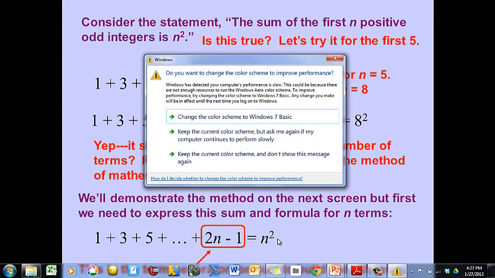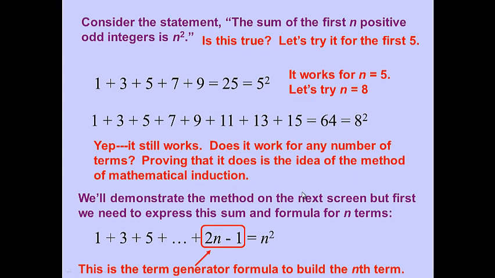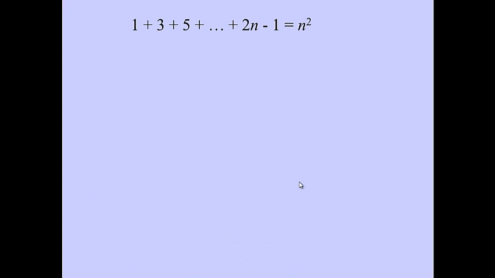Then n squared, and I don't know why this keeps doing this, so I'm going to have to keep turning it off. It's annoying me. Keep the current color scheme and don't show this message again. The unedited version with annoying pop-ups. Okay, let's move on to the next slide.